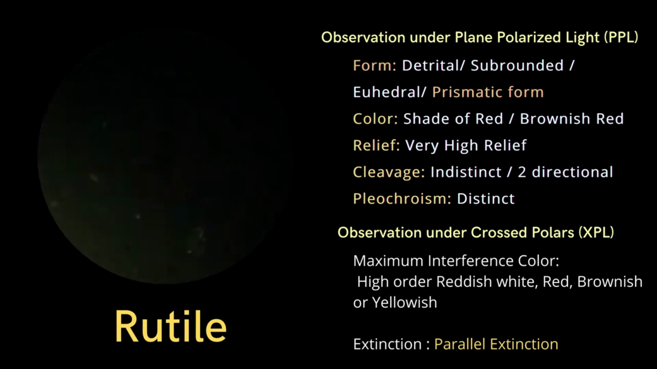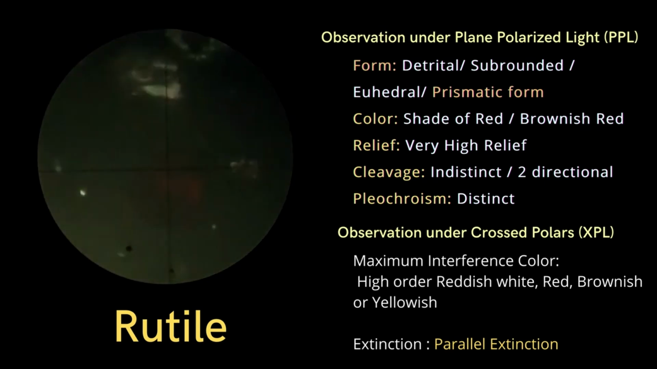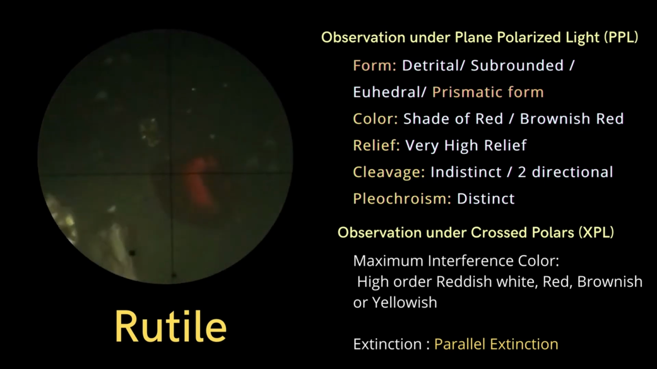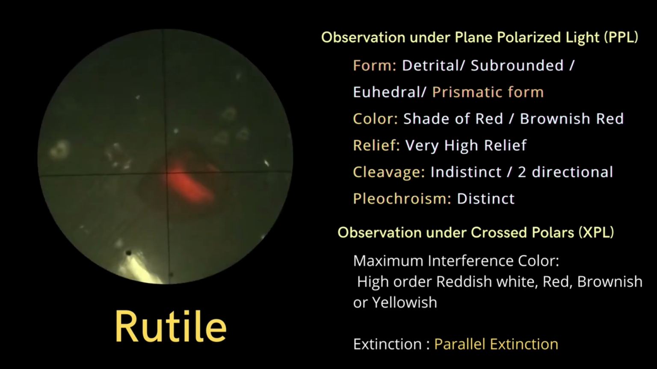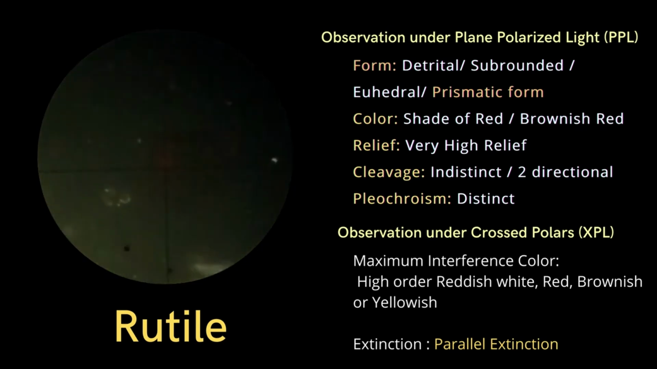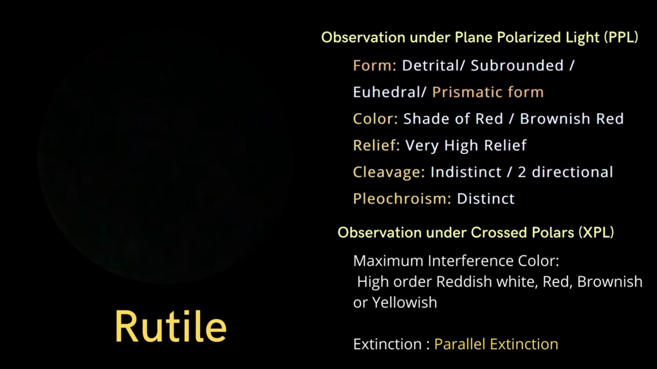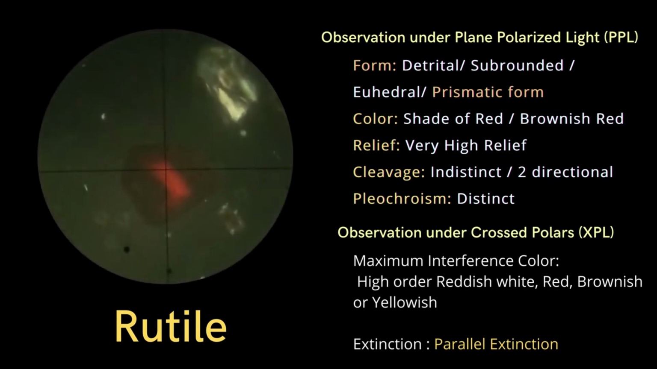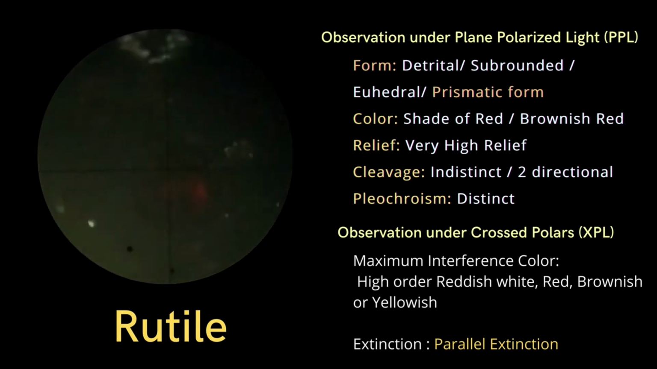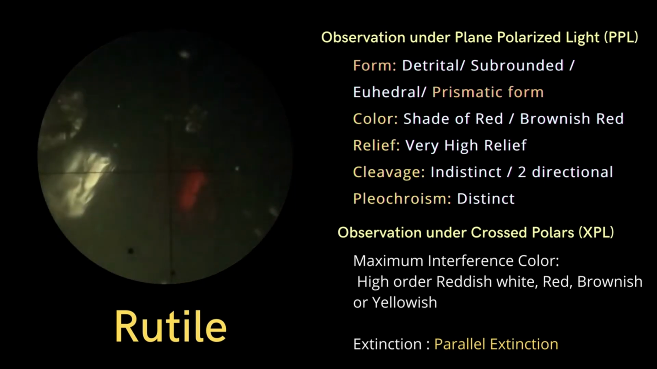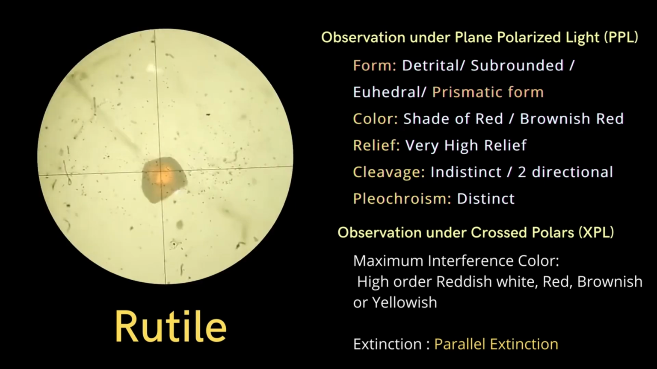Switching to crossed polarized light, rutile exhibits high-order interference color, most commonly reddish-white, red, brownish, or yellowish hues. It also shows a parallel extinction, meaning the light goes completely dark when aligned with the crosshairs. Those optical properties make rutile easy to identify in heavy mineral studies.